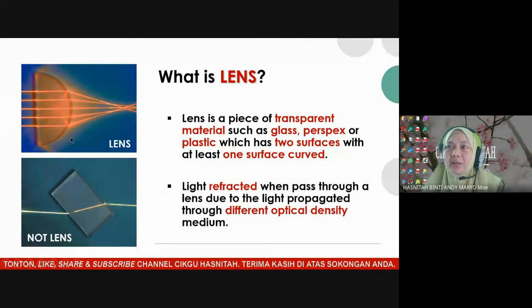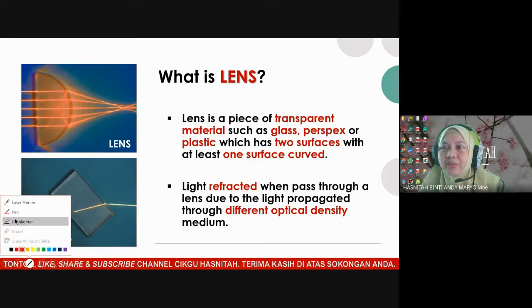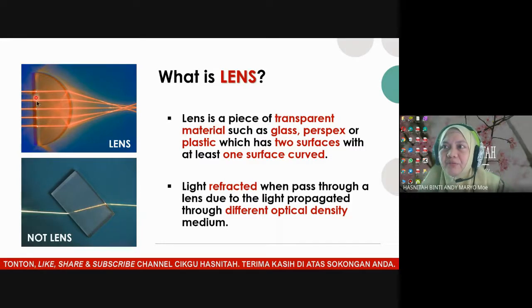For example, if you look at these 2 glass blocks, the first glass block has 2 surfaces. This is the first surface on the left, and this is the second surface on the right. You can see the surface on the right has a curved shape, so we call it a lens. The surface here is a plane, a straight surface.